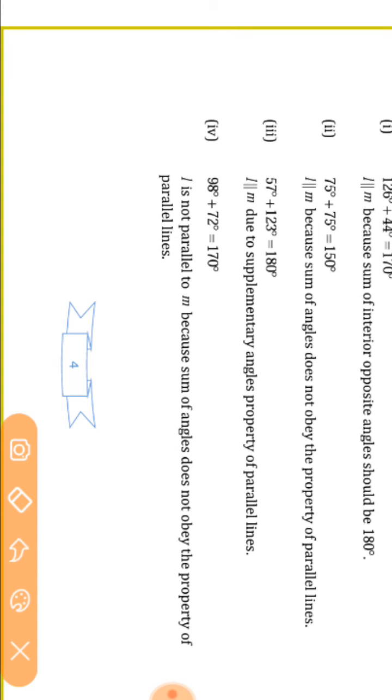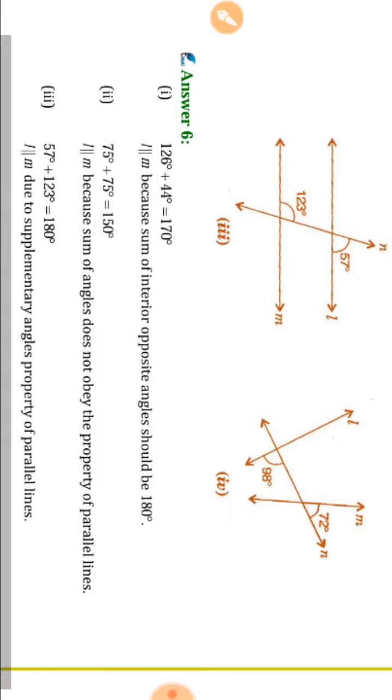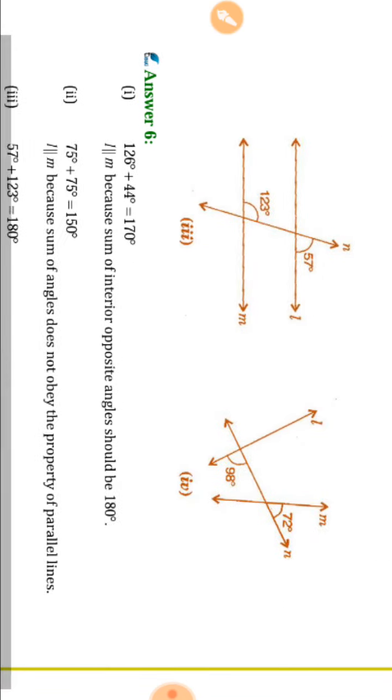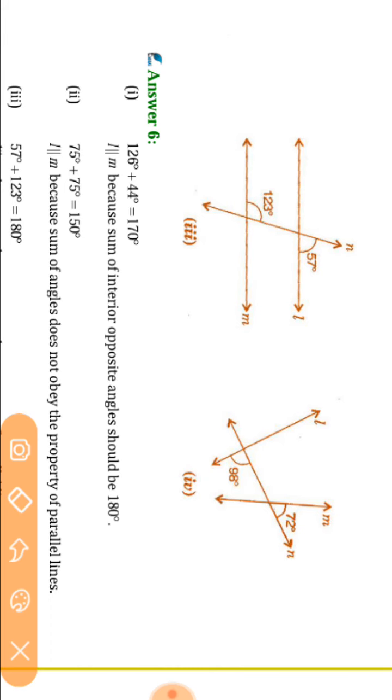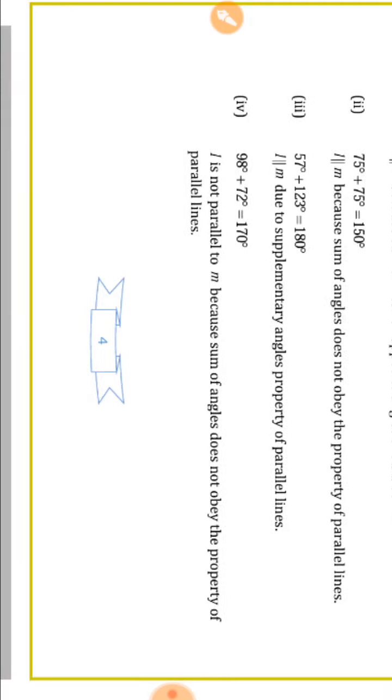Then the fourth one, last but not the least, here also we can check. See, interior 70 degree means the exterior vertically opposite angle is also 70 degree. Then 72 plus 98 is not equal to 180. If you add those two, it will not obey the rule or property of parallel lines. Then L and M are not parallel. By the diagram also you can conclude that.